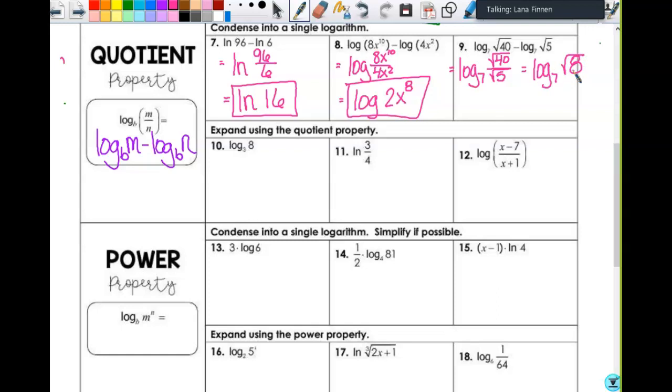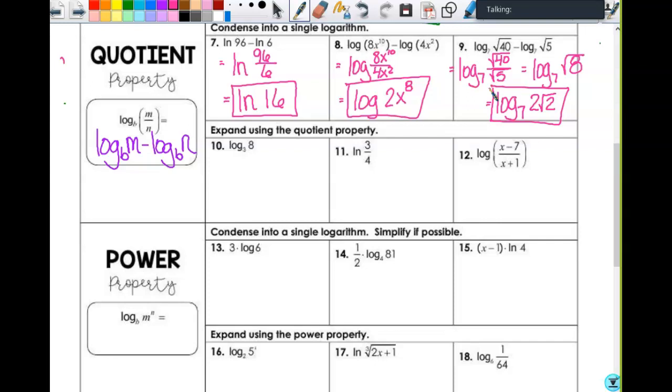Anything underneath the square root you can reduce, anything outside the square root you could reduce. I get that. But I don't get to leave it as the square root of 8. I have to simplify that. So this is log base 7. What's the square root of 8 simplified? Square root of what? 2 square root of 2. Very good. All right. Any questions about that?